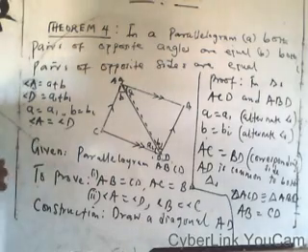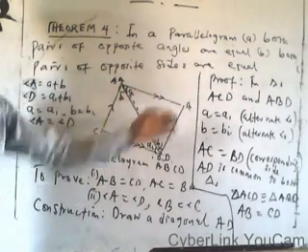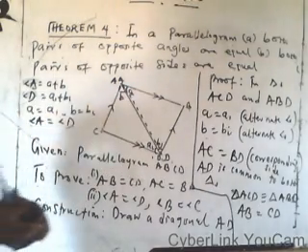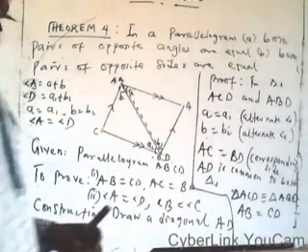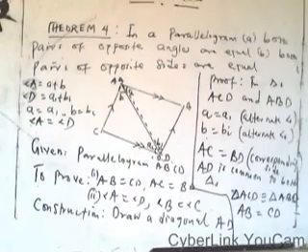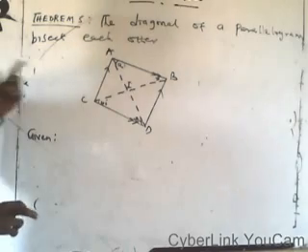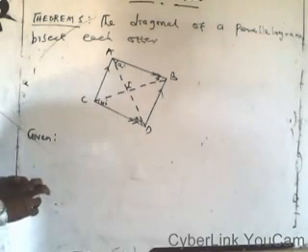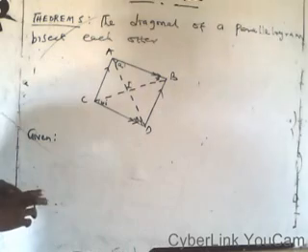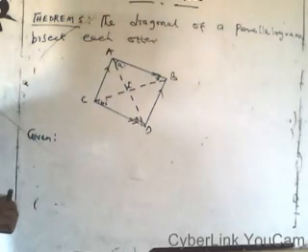So it means that the opposite angles are equal, and the opposite sides are parallel and they are also equal. So let's take note of that in our notes. Now this is theorem 5. For theorem 5, what we want to prove is that the diagonals of a parallelogram bisect each other.